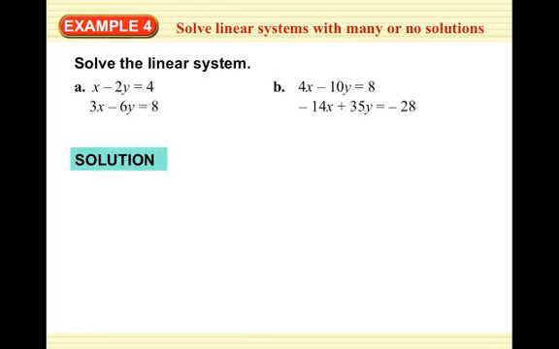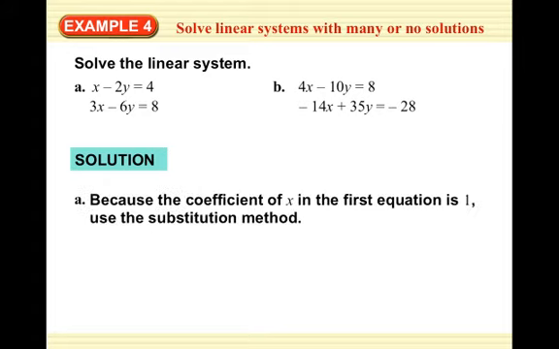All right, so for the first one, we've got x minus 2y equals 4, 3x minus 6y equals 8. You could use elimination on this one, but since there's an x there in the first equation that's just 1, we're going to use the substitution method. You don't have to. Again, on a problem like this, if you just like the elimination method, go for it. But we've only had one example with the substitution method, so it doesn't hurt to see another one.